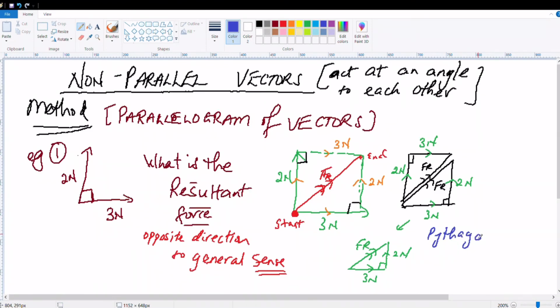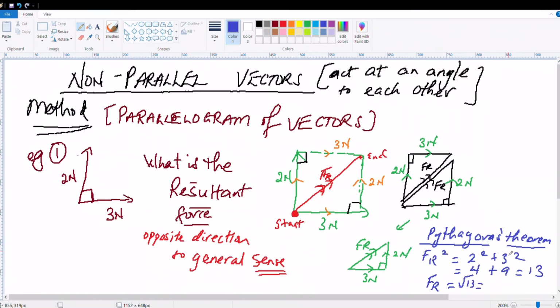Pythagoras' theorem is used to find any missing length in a right angle triangle. So what our Pythagoras' theorem says is FR squared is equal to 2 squared plus 3 squared. Of course, this would be 4 plus 9, which is 13. And FR, our resultant, is the square root of that 13, which of course in this case, what will it be? Can I leave it as root of 13? Of course you can, but I'm going to just take a note of it.